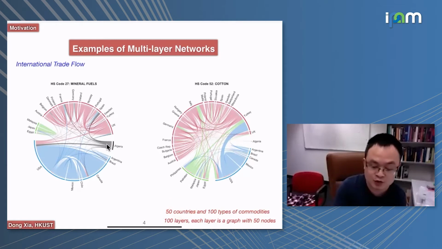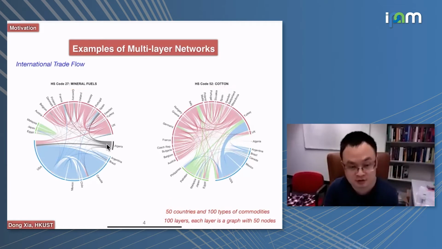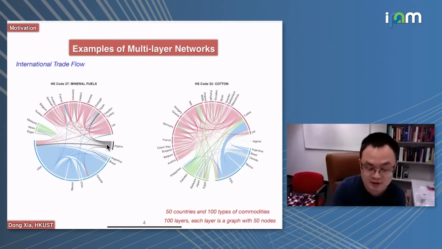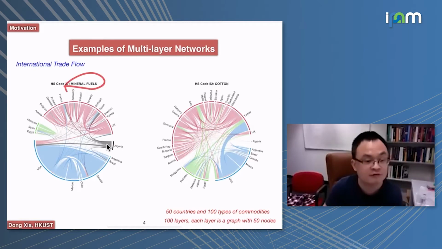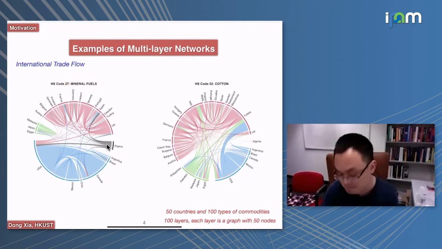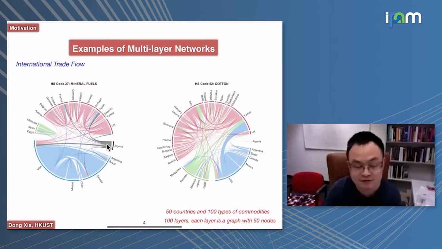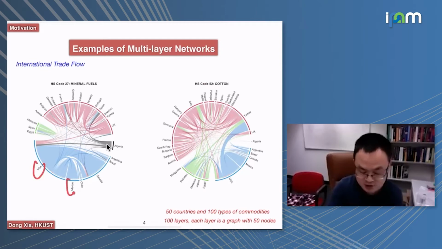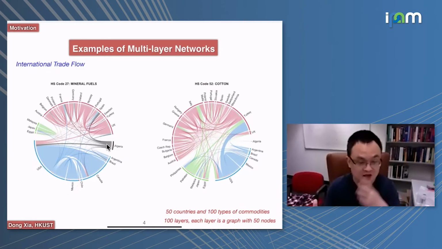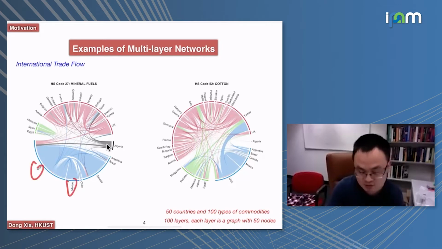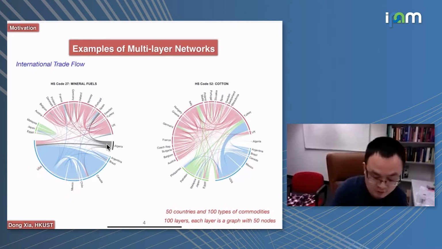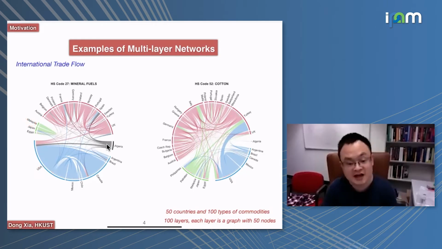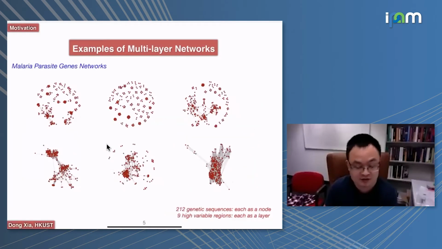Here I present to you two layers of these networks. One layer is about the trading flows of mineral fuels, and another layer is about the trading flows of cotton. You can see there are some countries, and the colors of these countries mean they come from some continent. For example, USA and Mexico come from America, and Malaysia, Japan, and Egypt come from Asia. So this is one example of a multi-layer network.